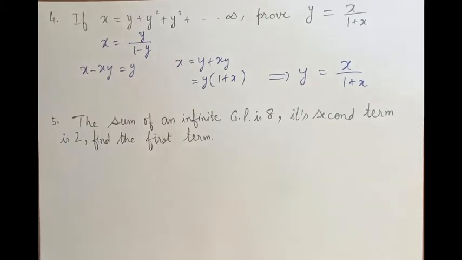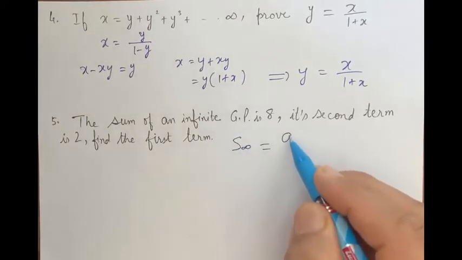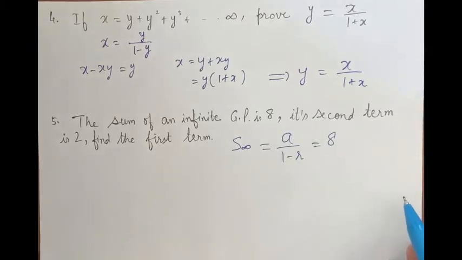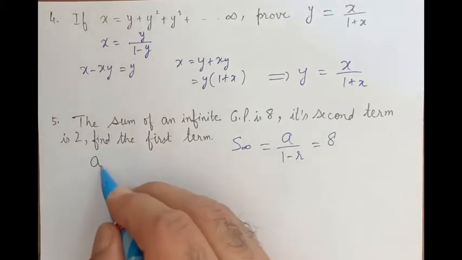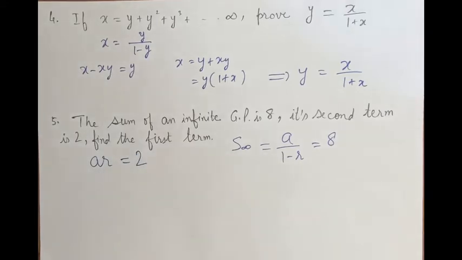The next one, sum of an infinite GP is 8. So sum to infinity, that is a upon 1 minus r, is 8. Its second term is 2, that is a into r is 2. Second term we write ar. We have to find the first term, we have to find a.